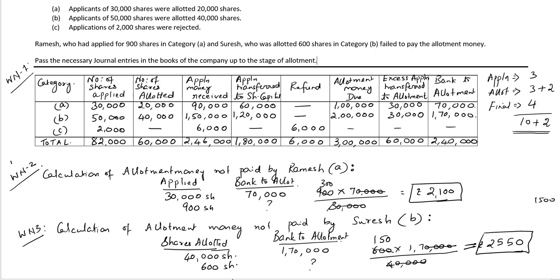So the total money not received on allotment is 2,100 plus 2,550, which is equal to 4,650. And on subtracting 4,650 from 2,40,000 rupees, we get 2,35,350 rupees as the amount which is received on allotment. So we've completed the working notes. We'll go ahead to prepare the journal entries.